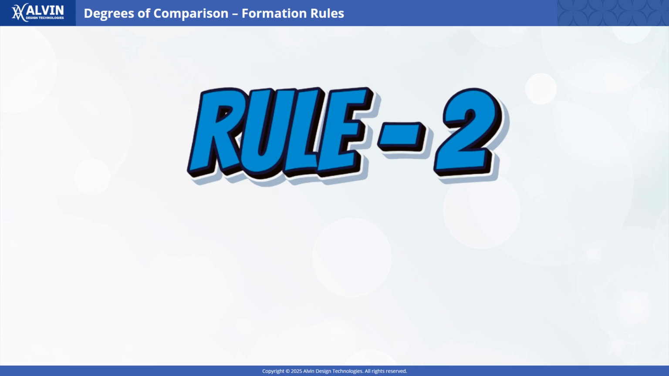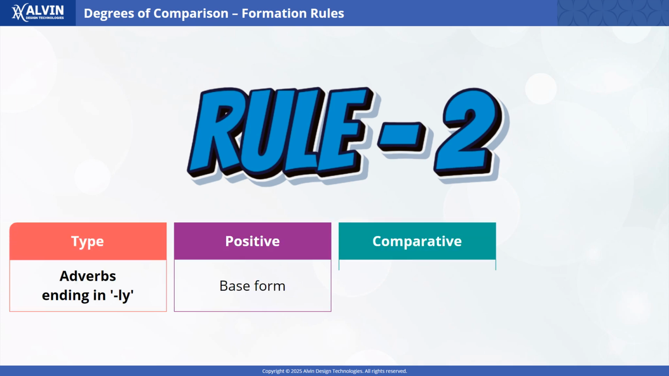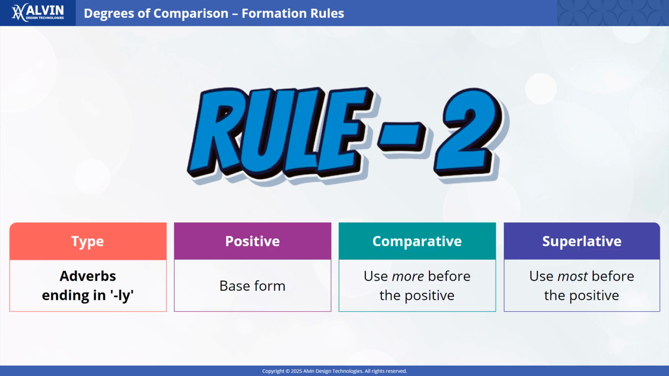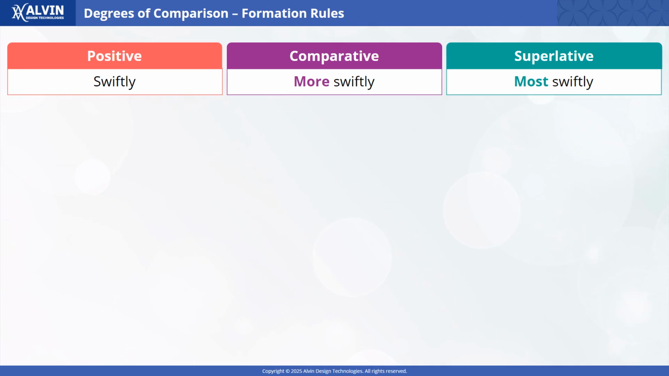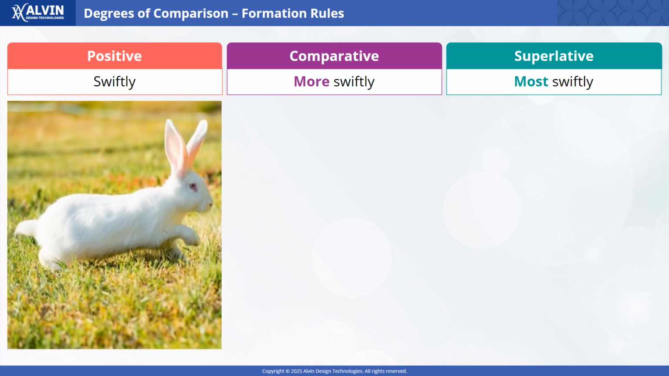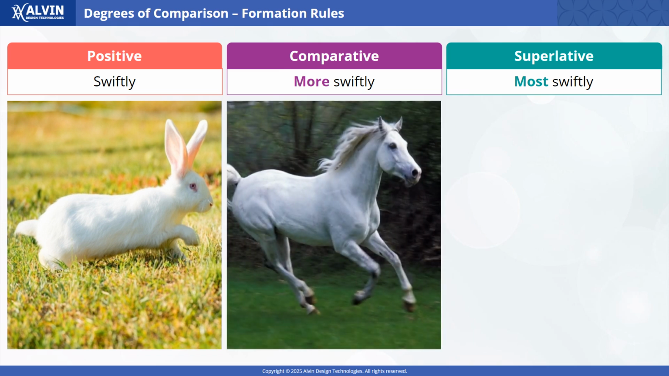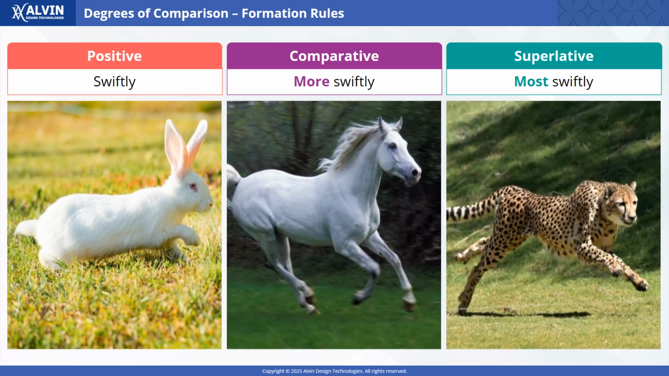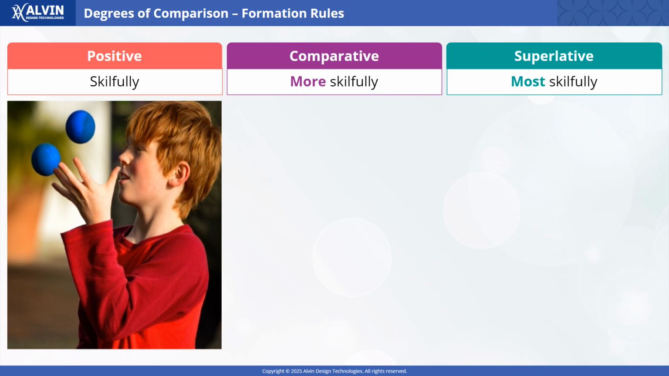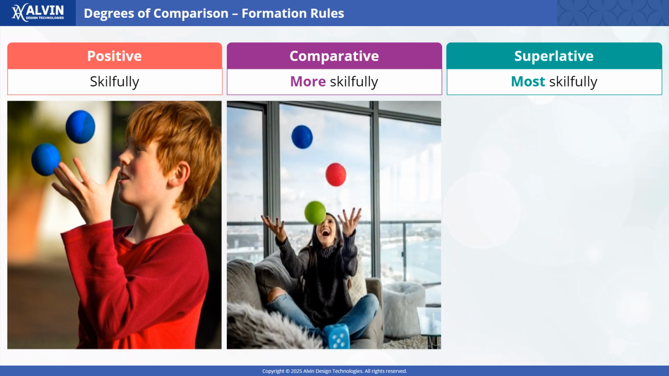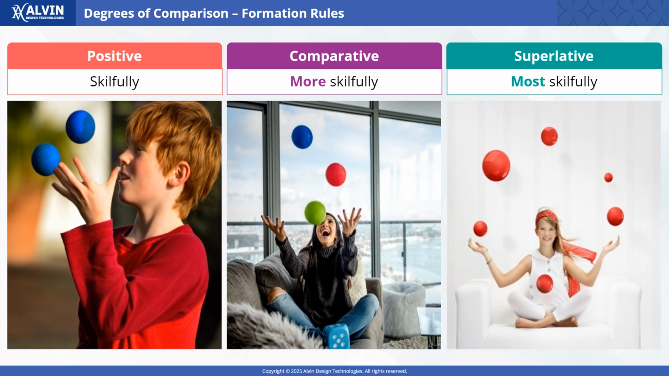Rule number 2. For adverbs ending in ly, use more before the positive to form the comparative, and use most before the positive to form the superlative. Let's see few examples. Swiftly, more swiftly, most swiftly. Skillfully, more skillfully, most skillfully.